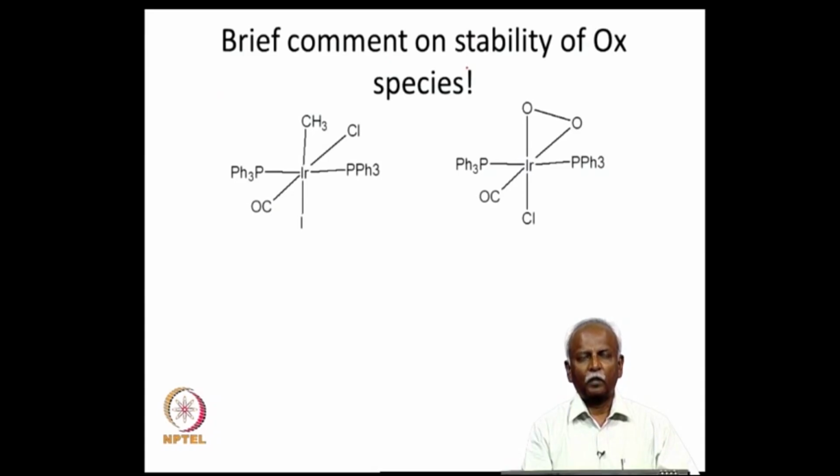A brief comment on the stability of the oxidized species is in order. When you have Vaska's complex, you have iridium in the oxidation state 1. At the end of the reaction, when you have added methyl iodide, for example, you end up with an oxidation state of 3. So, if you have more electronegative elements attached to the iridium, then the plus 3 oxidation state is more stable.